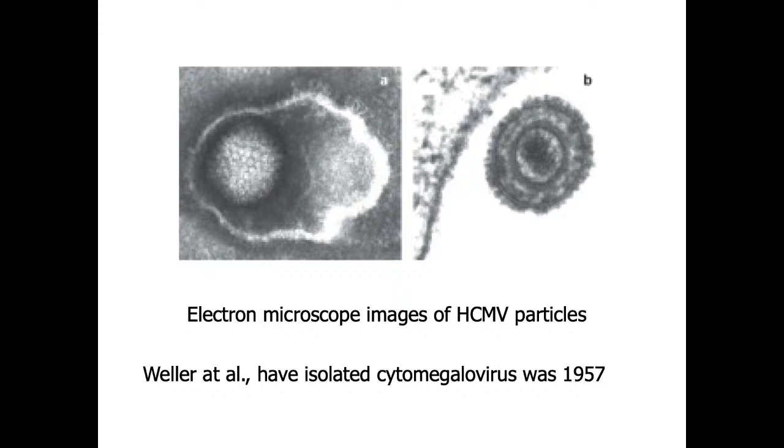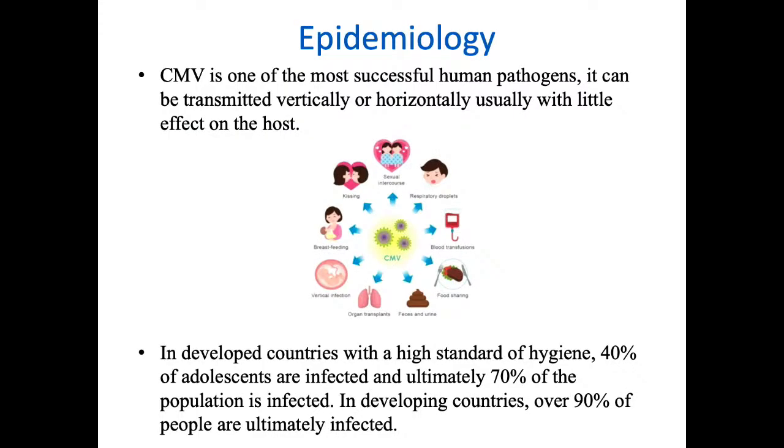Cytomegalovirus is considered one of the most successful human pathogens, like other herpes viruses. Successful, what does it mean? It infects a huge portion of the human population worldwide. In developed countries, around 70% of the human population is infected with CMV. In underdeveloped countries, even more, over 90%.